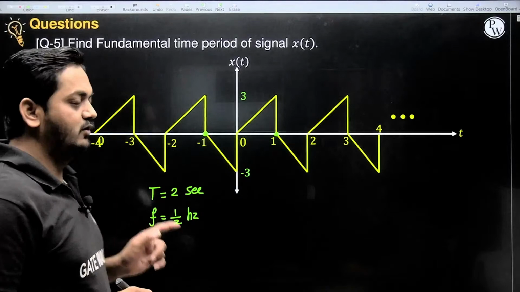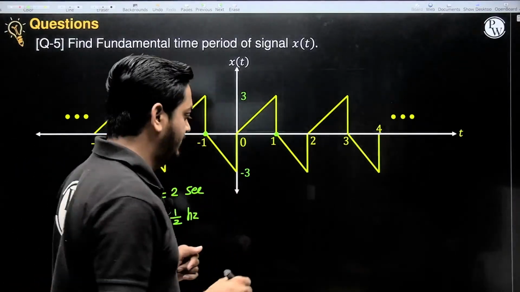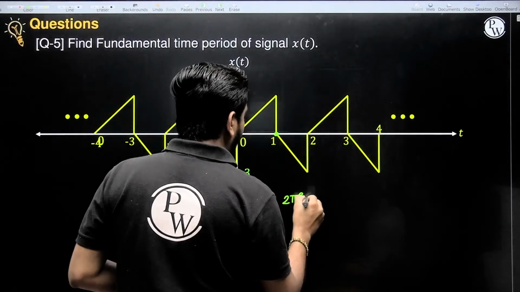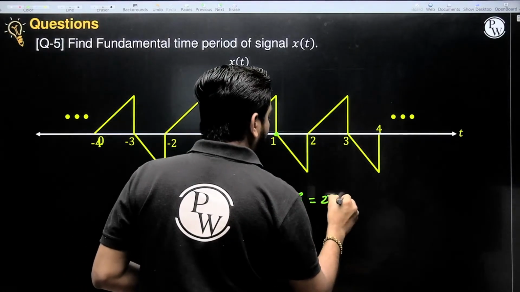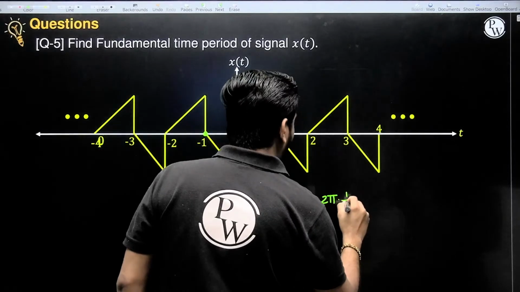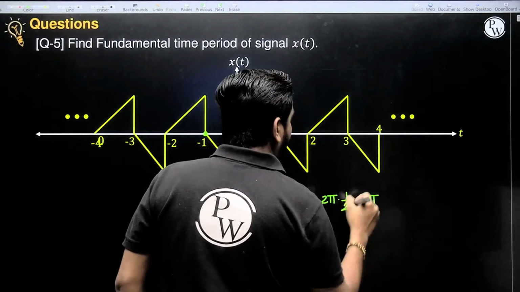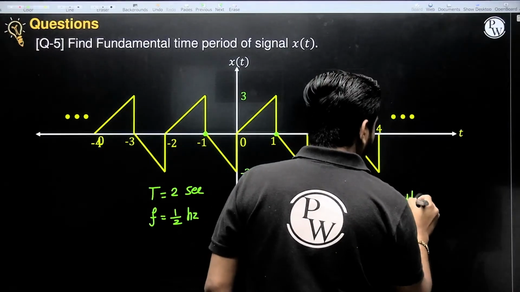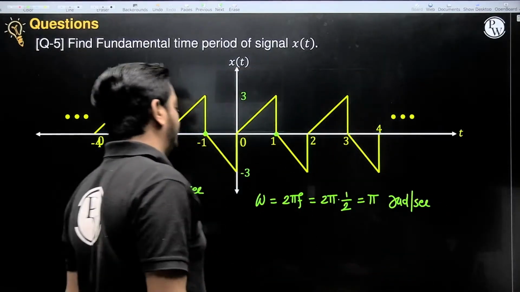If you want to find the angular frequency, it is 2 pi by T, or 2 pi f. So 2 pi into 1 by 2 is equal to pi, and the unit is radian per second. Okay.